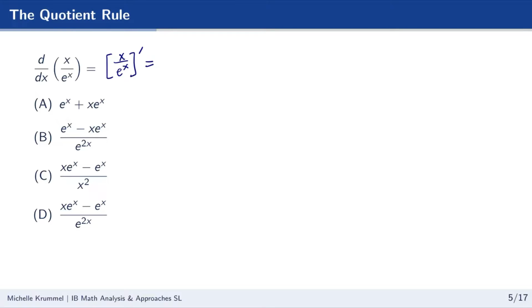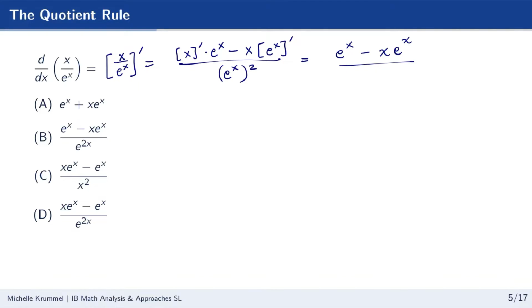If we use the quotient rule, that is the derivative of the top, and I'm going to write it out before I take the derivative: derivative of the top times the bottom minus the top times the derivative of the bottom, over the bottom squared. Now we can compute. The derivative of x is 1, times e to the x, minus x times the derivative of e to the x, which is e to the x, over e to the x squared. When you have a power raised to a power, you multiply exponents, so that's e to the 2x. So e to the x minus x e to the x over e to the 2x, and that matches choice B.